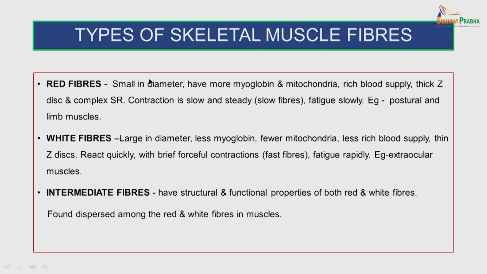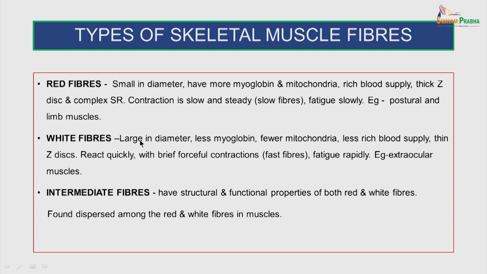The types of fibers in skeletal muscle: we have the red fibers, the white, and the intermediate fibers. The red fibers are small in diameter, have more myoglobin and mitochondria, rich blood supply, thick Z discs and complex sarcoplasmic reticulum. The contraction is slow and steady, and they fatigue slowly, for example the postural and limb muscles.